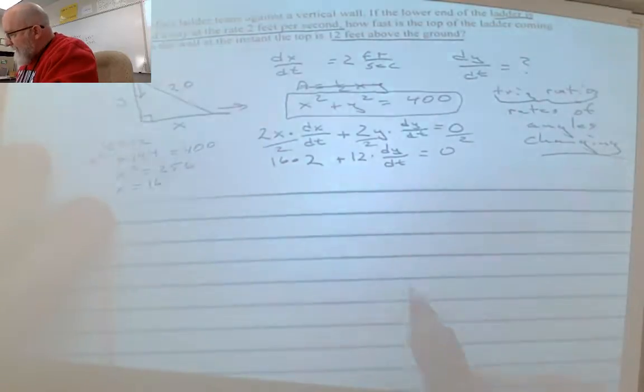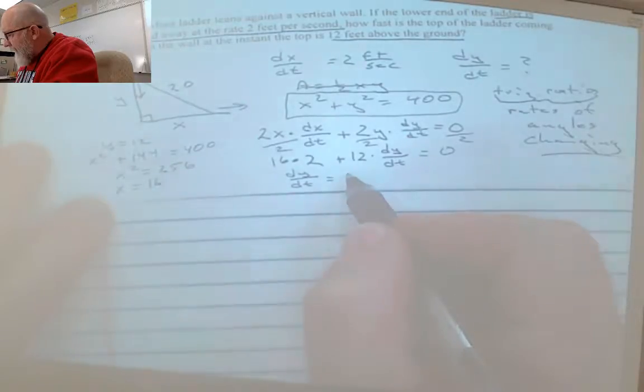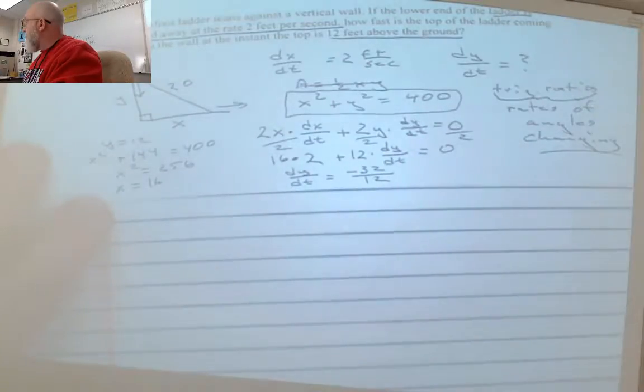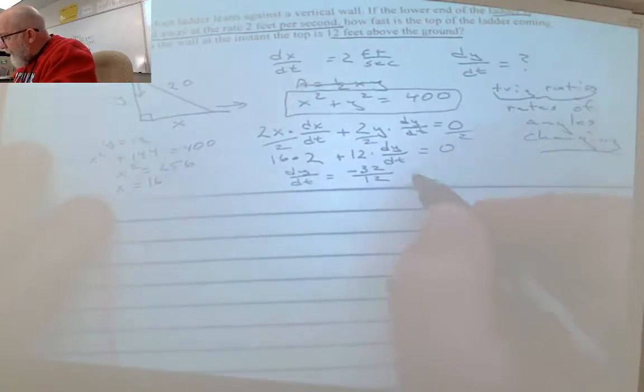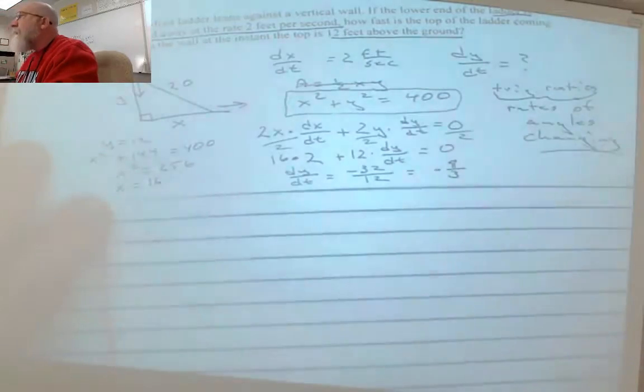Okay, so I got dy dt is equal to negative 32 divided by 12. Would everybody agree with that? It should have been negative, because it's going down, right? And so I could simplify this, I think I can divide by 4, and I get negative 8 over 3.